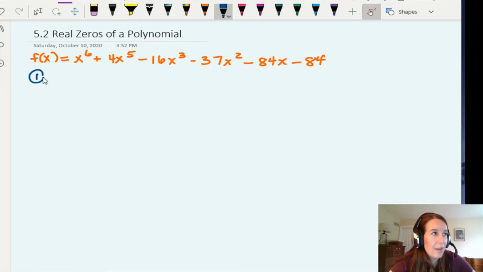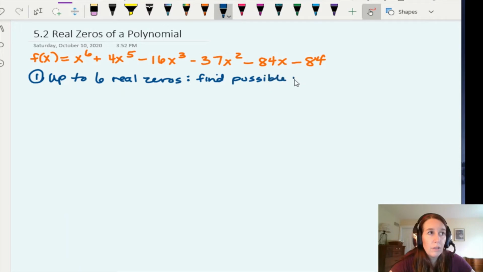So the first step that we're going to follow is to figure out how many real zeros there possibly are and list out the possible rational ones. Okay, so since it's degree 6, we have up to 6 real zeros. There could be less than 6, but there could be up to 6 real zeros. Let's find all the possible rational zeros. When you see that direction, you're going to want to find your p's over q's.